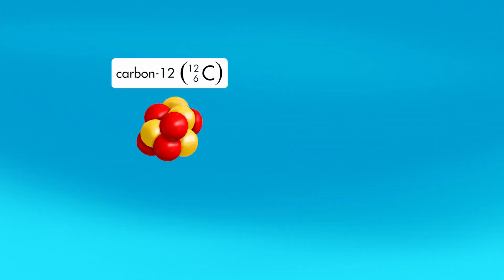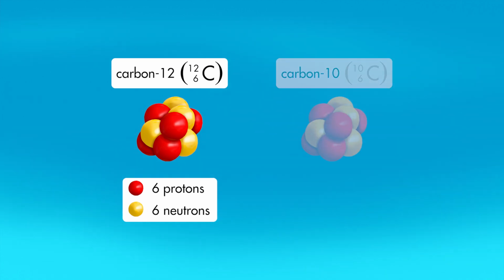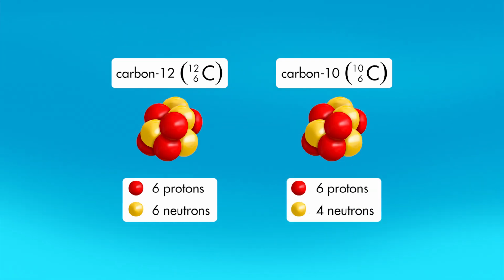How isotopes form beta particles can be demonstrated with isotopes of carbon. The most common isotope of carbon is carbon-12, which is a stable isotope with 6 protons and 6 neutrons in its nucleus. The nucleus of a carbon-12 isotope is stable, so it is not radioactive. Another isotope of carbon is carbon-10. Carbon-10 is a radioactive isotope with an unstable nucleus containing 6 protons and 4 neutrons.